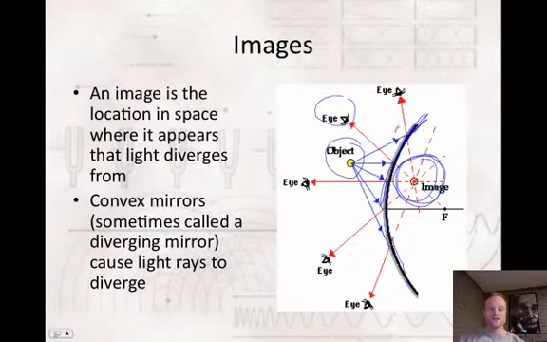You'll notice that when the light hits this mirror, it diverges from the mirror, and that's why sometimes they call convex mirrors diverging mirrors: light actually diverges off of the mirror. It bounces off of the mirror.